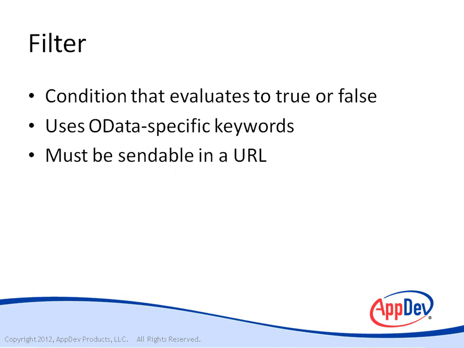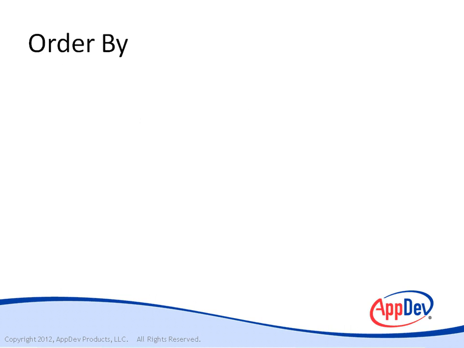Your filter also has to be sendable in a URL. So you can't have a filter that's, you know, thousands and thousands of characters long with all this dynamically chained criteria. Then we come to order by. This is one of those direct overlaps with SQL. Order by means exactly what it sounds like. It's a sort, basically. Your order by allows you to specify what property or properties you want to sort by, and it also allows you to specify ascending or descending. Ascending is the default, but if you want to order by descending, you can specify that.